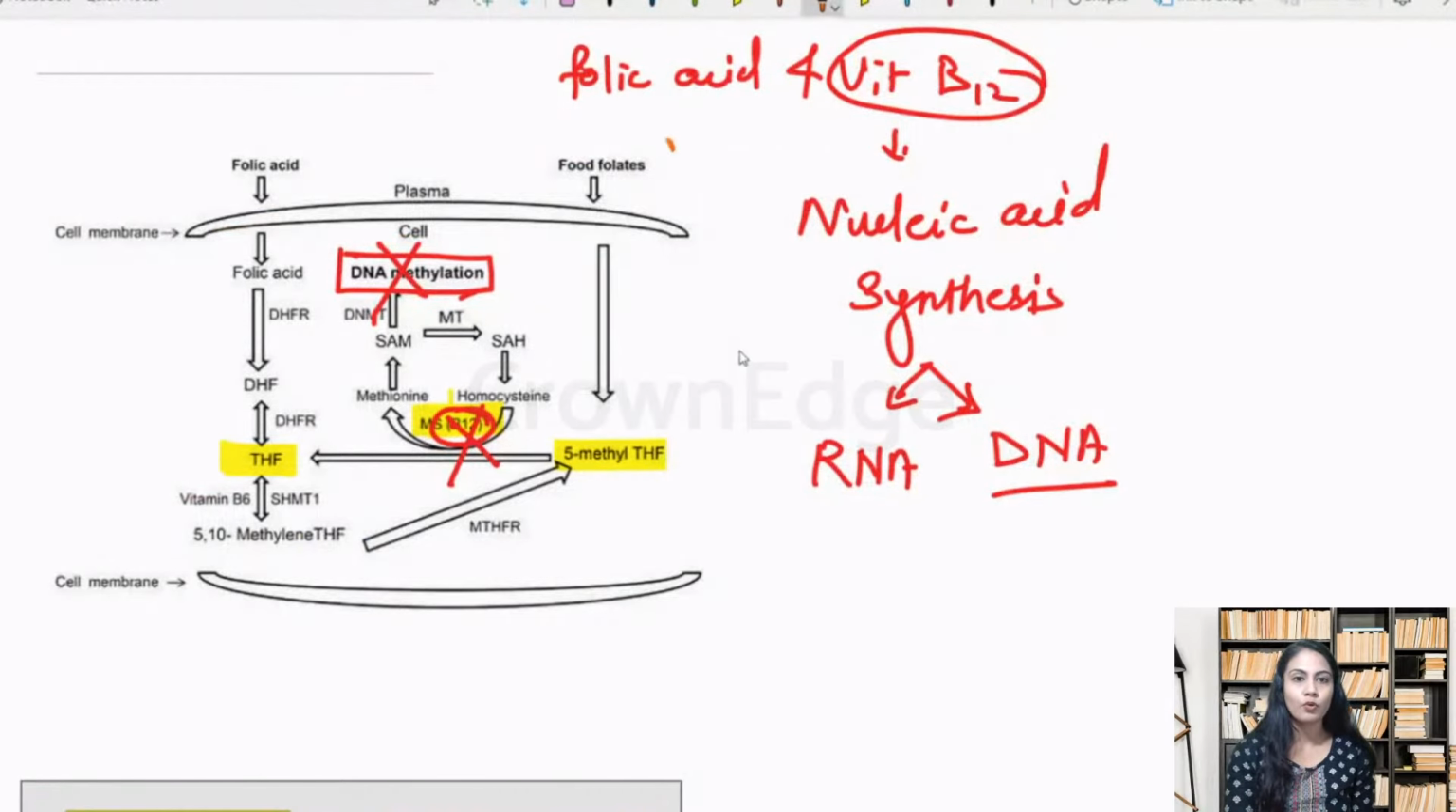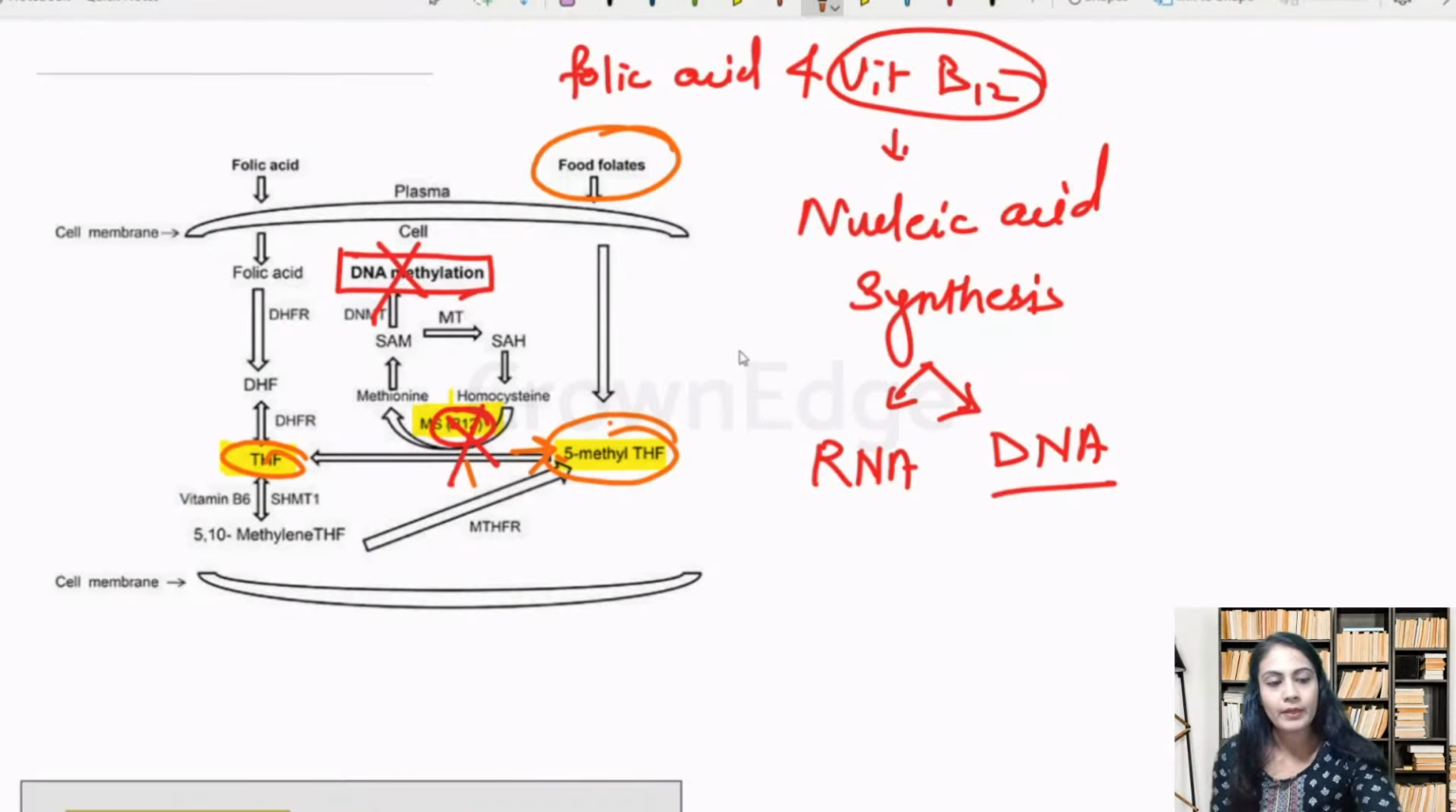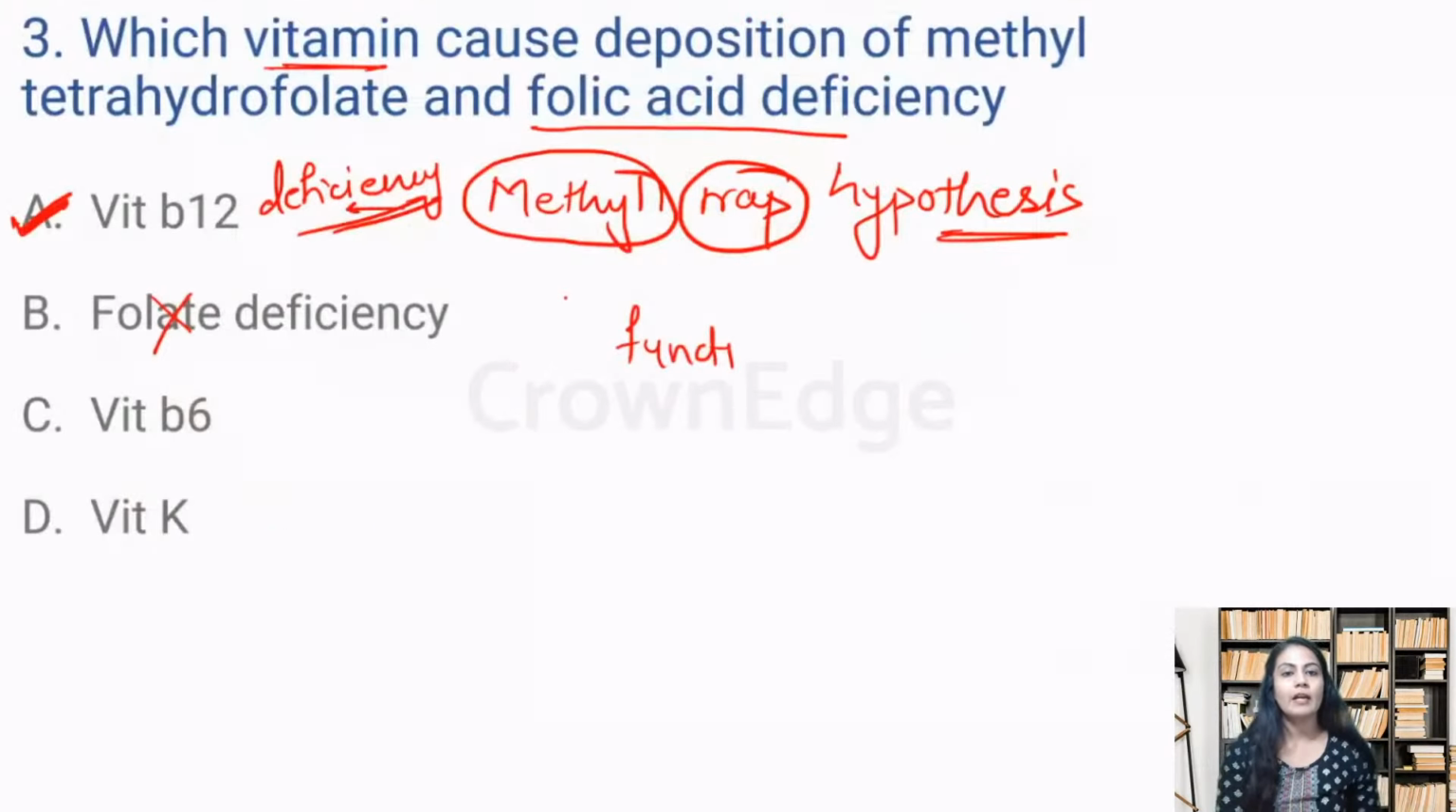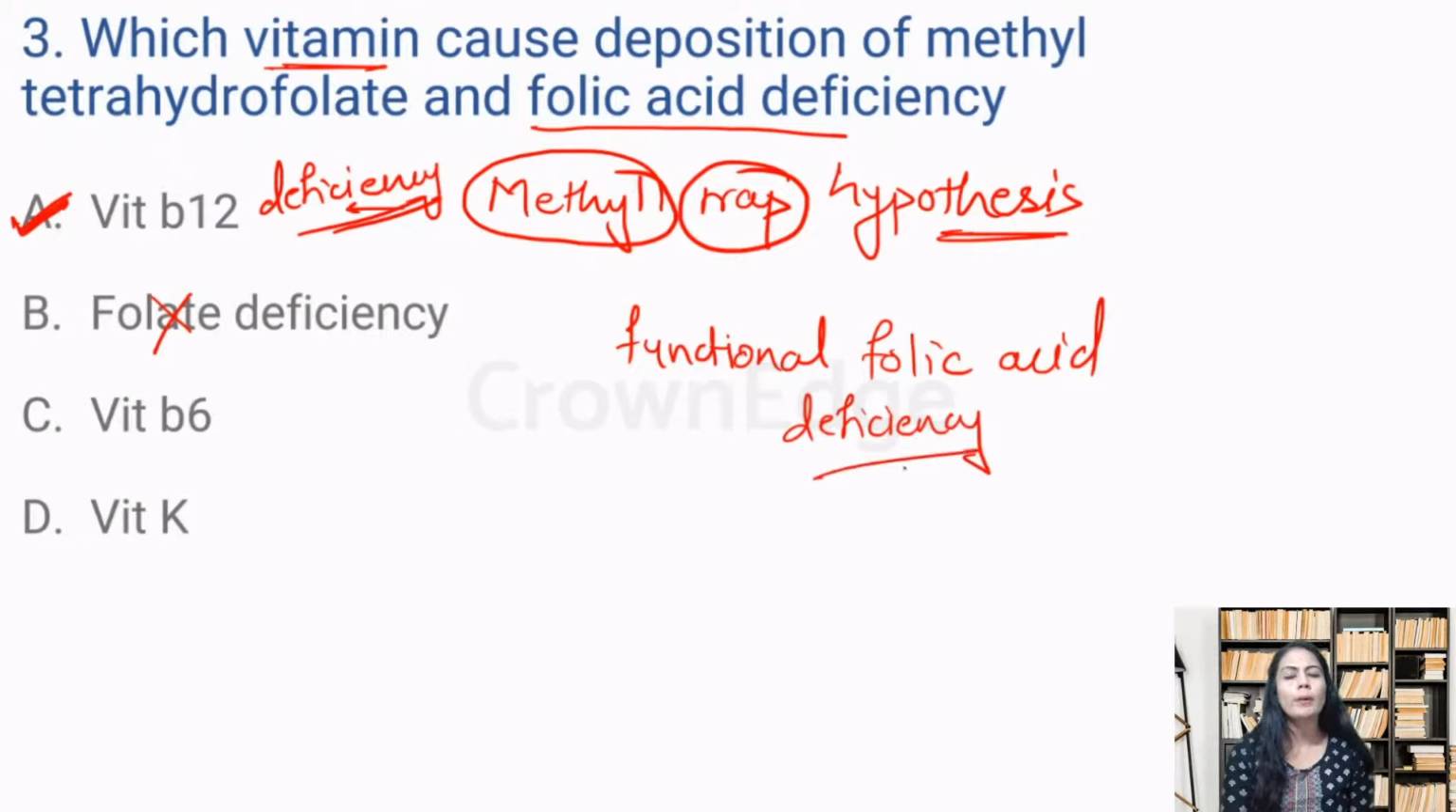If you give food folates, that is going to convert into 5-methyl tetrahydrofolate. Actually, they only showed the reverse direction, but this happens in this direction also. So tetrahydrofolate will be formed, but this is not going to happen if vitamin B12 is not there. Ultimately, there will be something known as functional folic acid deficiency. You need not remember all these things. Just remember two terms: methyl trap hypothesis and functional folic acid deficiency.